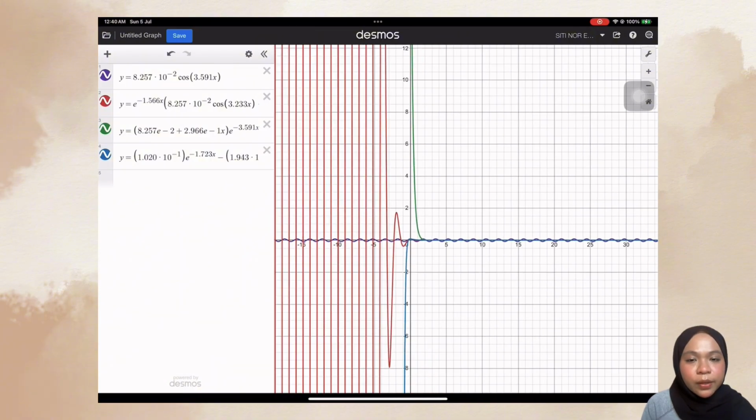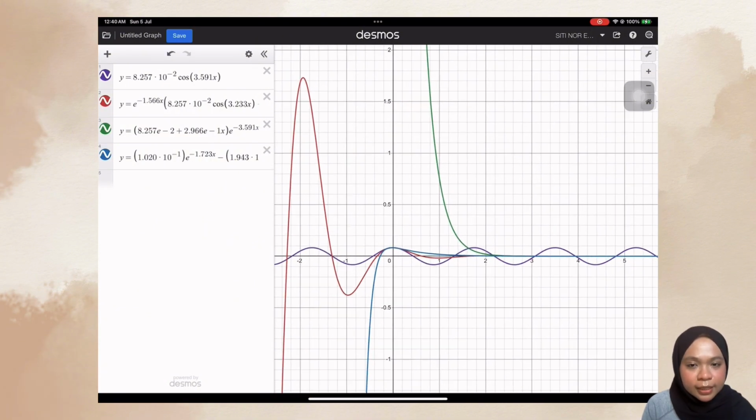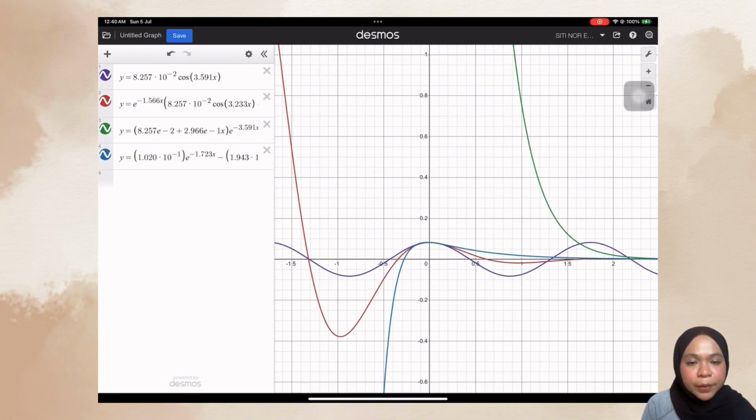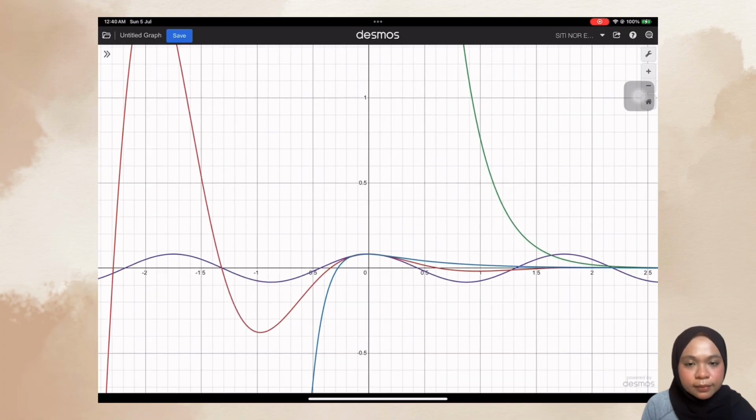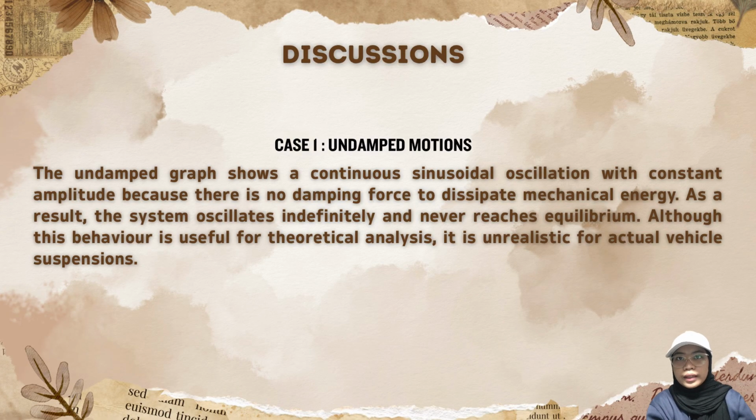This is how they look when all four conditions are plotted in one graph: undamped in purple, underdamped in red, critically damped in green, and overdamped in blue. For case 1, the undamped graph shows a continuous sinusoidal oscillation with a constant amplitude because there is no damping force to dissipate mechanical energy. As a result, the system oscillates indefinitely and never reaches equilibrium.